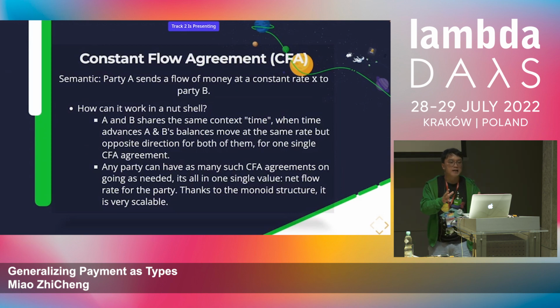And any party can have as many such agreements ongoing, right? I can send to 10,000 people. And because it's a monoid, you combine everything into one anyway. So there's a net flow rate, although there are 10,000 different agreements actually ongoing, right? So everything becomes a single value eventually. In the context of a constant flow agreement, it's actually just the net flow rate intuitively. It's very scalable. That's the point.